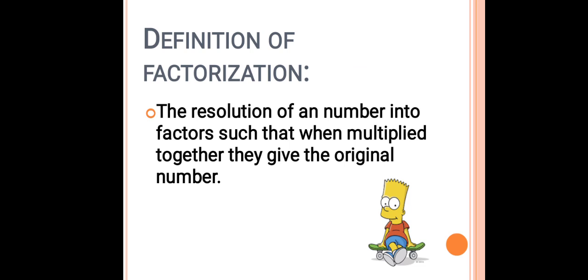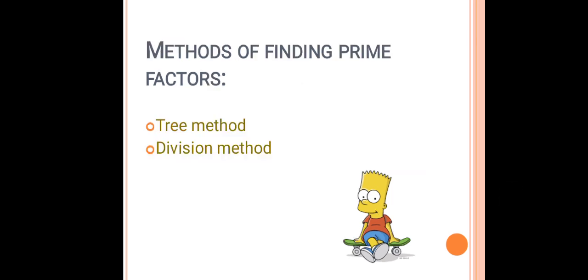First of all, we will discuss the definition of factorization: the resolution of a number into factors such that when multiplied together they give the original number. Resolution of a number into factors means division or breakdown of a number into factors so that when we multiply all these factors, they result in the original number. This method is called the prime factorization method.